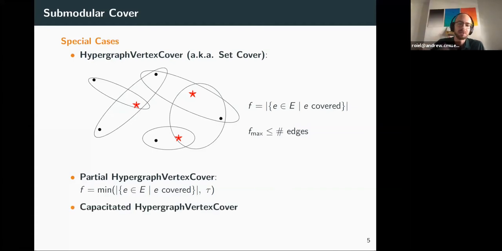Okay, and you can kind of go crazy. You can define a capacitated variant of this problem. You can Frankenstein these two together, and so on and so forth.